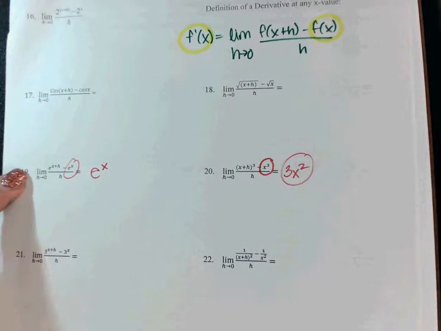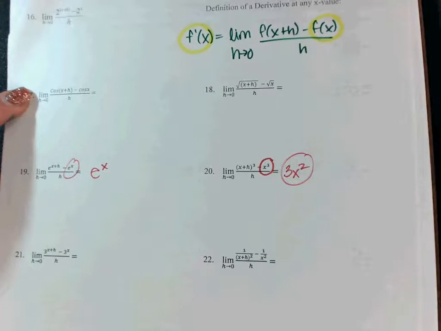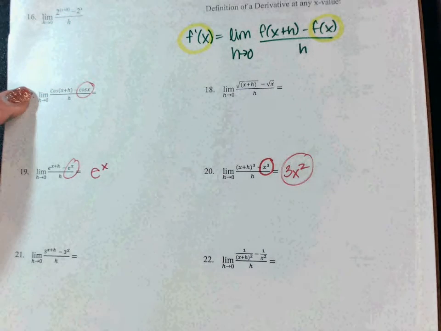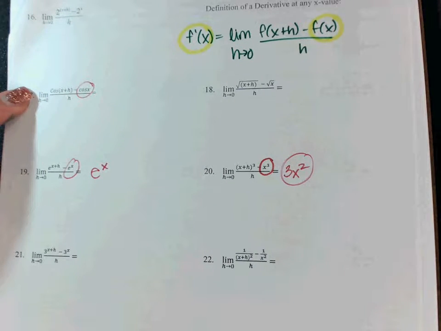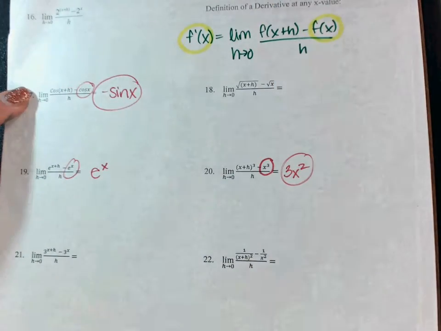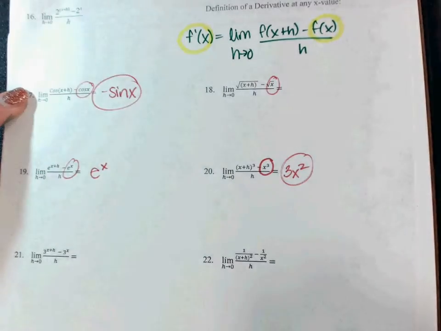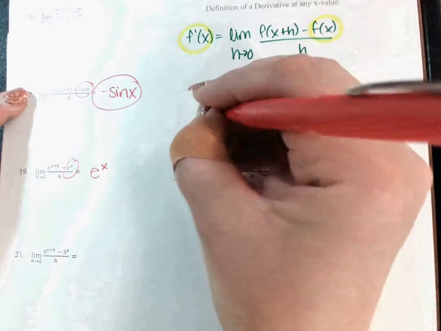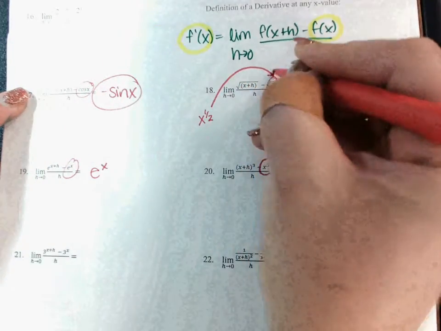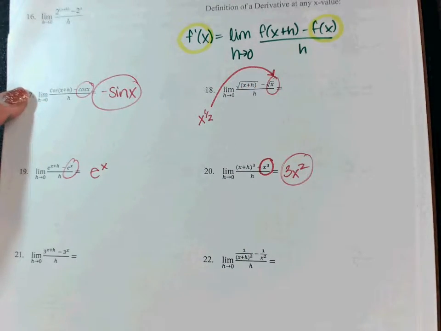Okay, let's do 17 right above it. Circle the function. What's the function? Cosine x. Is it negative cosine x? Only cosine. What's the derivative of cosine? Negative sine x. Okay, let's do 18. Circle the function. What's my function? Square root x. How could I rewrite that? X to the 1/2. That's the same. And now take the derivative of it for me. That's going to be your answer.